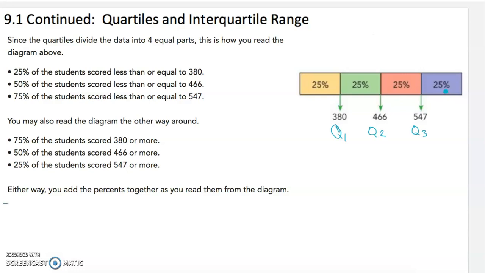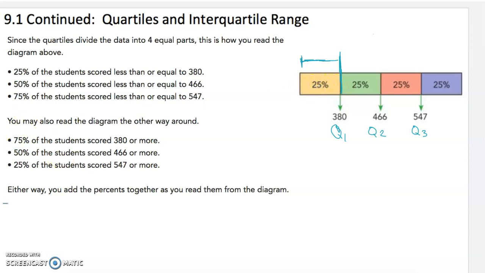So when you're asked to interpret the graph or the data or a quartile, you can just make some statements like this. So one statement could be 25% of the students scored less than or equal to 380. So here's 380. I'm going to put a little mark here to represent 380. Now, as you can see, if you look at scores that are less than 380, that covers 25% of the students. So we could say 25% of the students scored less than or equal to 380.